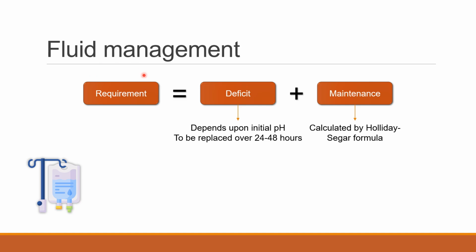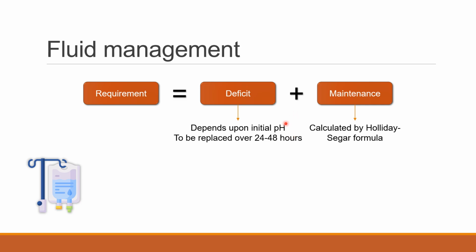So the total fluid requirement of the patient is decided by the total fluid deficit in the child and total maintenance fluid of the child. I hope you have all understood this, that the total fluid requirement of the child depends upon the total deficit and the total maintenance fluid. So how much is the deficit? The deficit depends upon the initial pH of the patient and it has to be replaced over 24 to 48 hours. We will follow the general principle that we will always correct the deficit over 48 hours, because the slower the fluid we give, there is the less chance of development of cerebral edema.